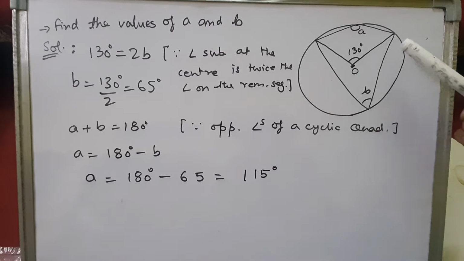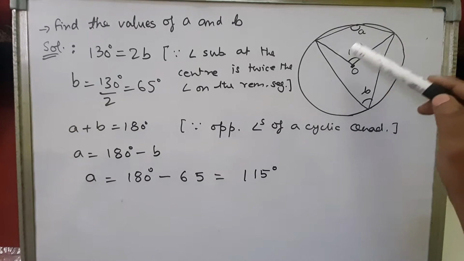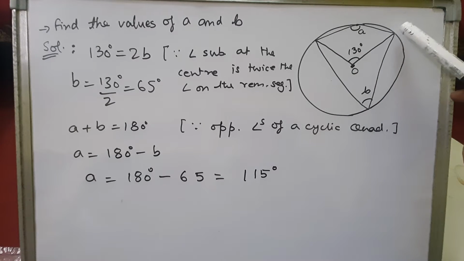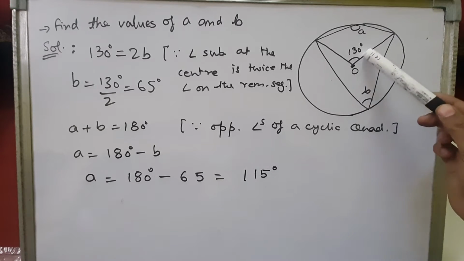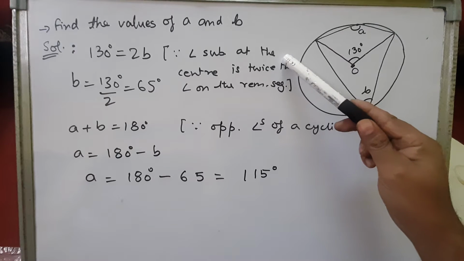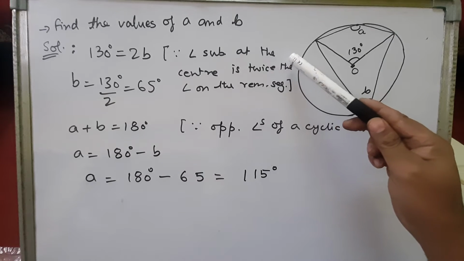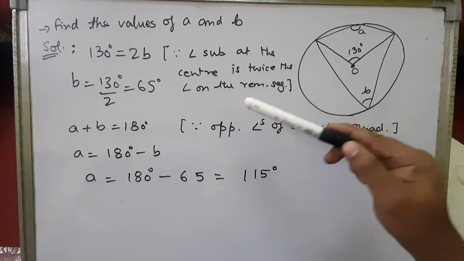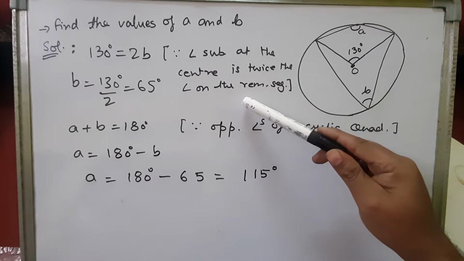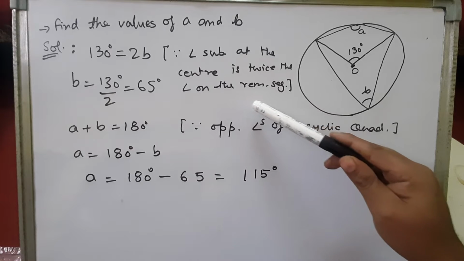Now from the diagram we can see that this is a segment and which is subtending angle 130 degree at the center, and the same segment is subtending angle B on the circumference. So we have studied in the theorem that angle subtended at the center is twice the angle subtended on the remaining segment. So if this is B, then this angle will be 2B. So we can say that 130 degree equals 2B, because angle subtended at the center is twice the angle subtended on the remaining segment. So the value of angle B will be 130 upon 2, which is 65 degree.